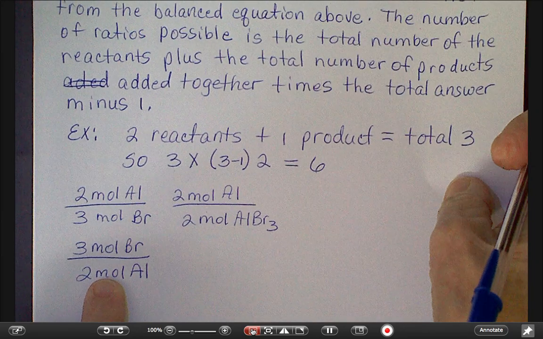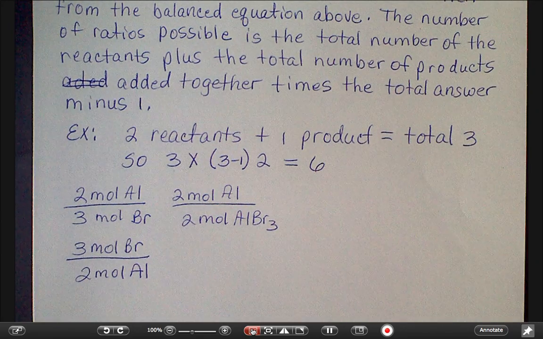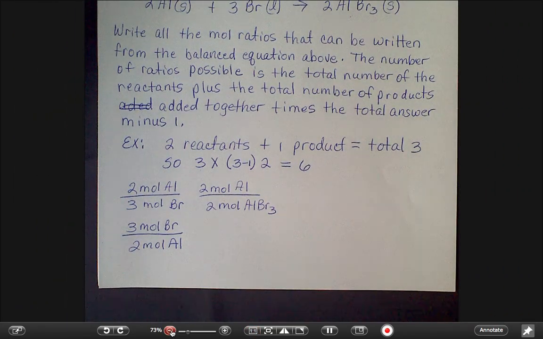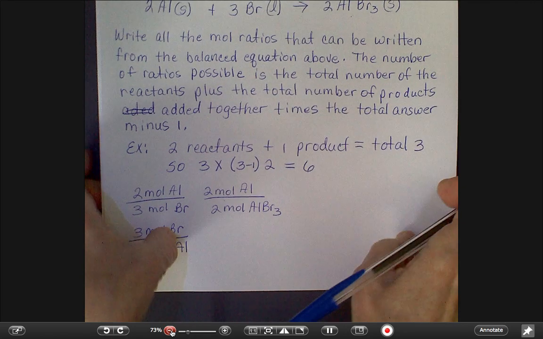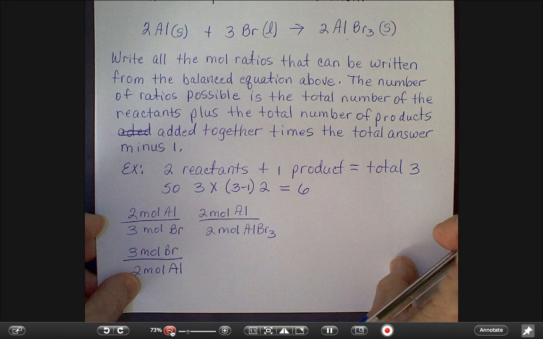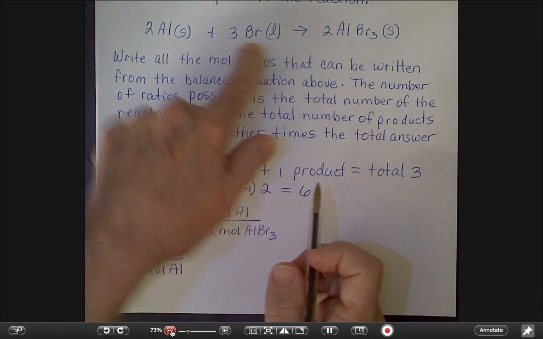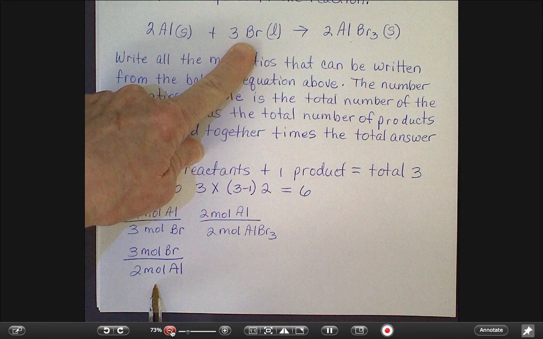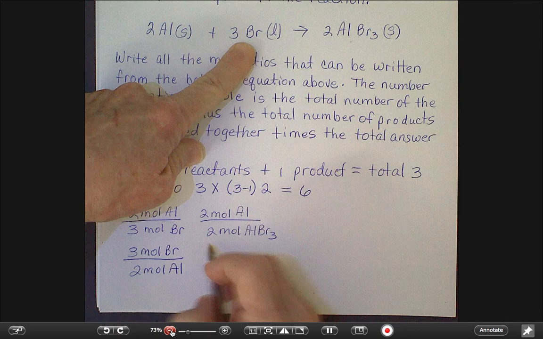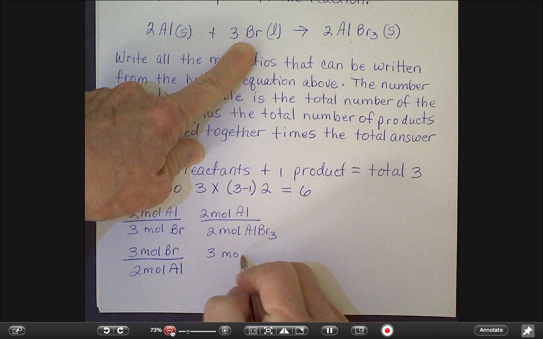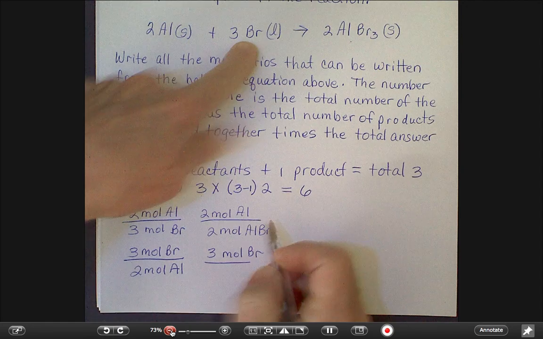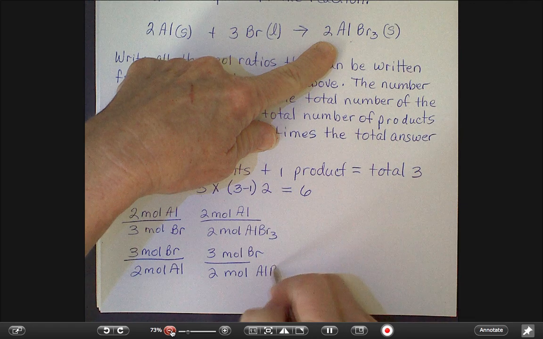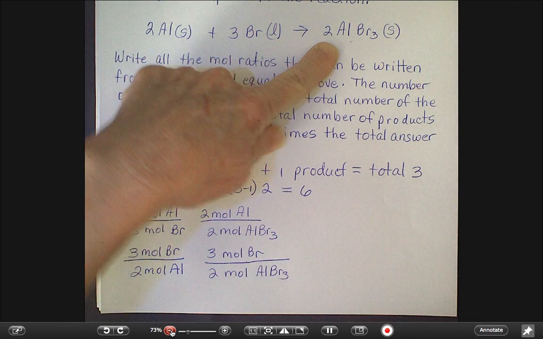I know you can't, but I can't seem to get, let me go down smaller so I can get it on the screen at the same time. There we go. Okay, so I'm putting this one on top, so I've got 3 moles of Br to 2 moles of Al, and then I've got one more to do with it on top. 3 mole Br to 2 mole Al, Br3. So we've done 4.